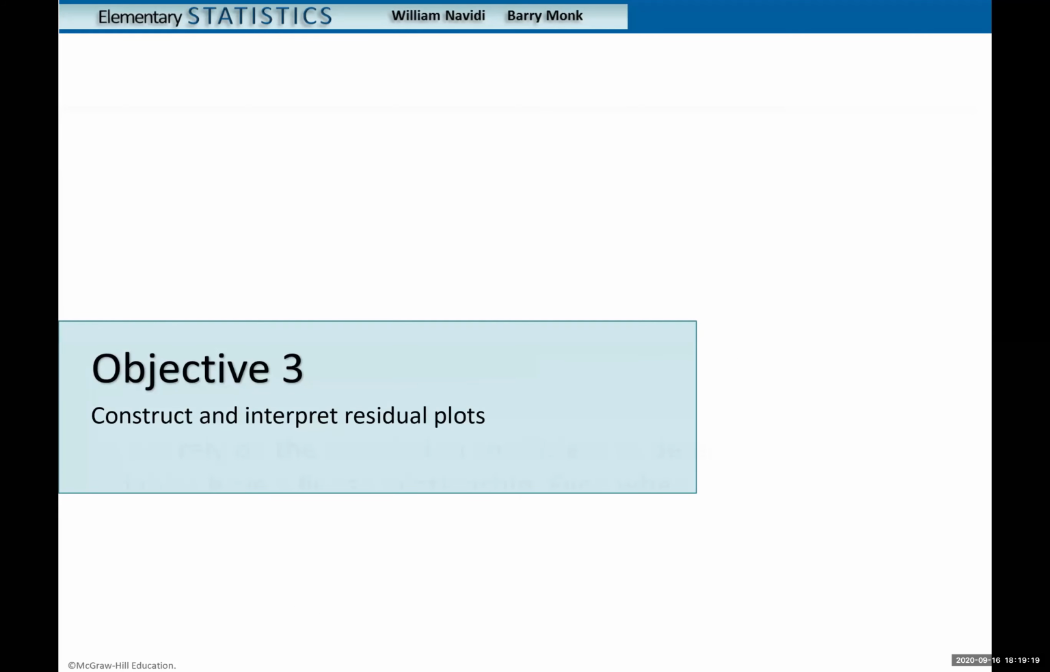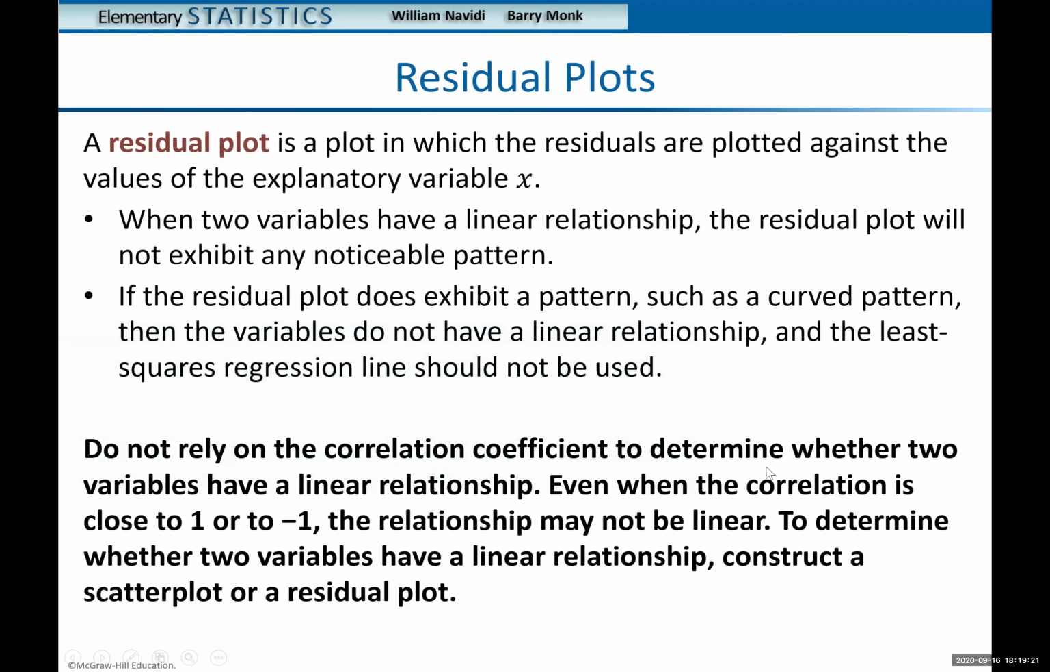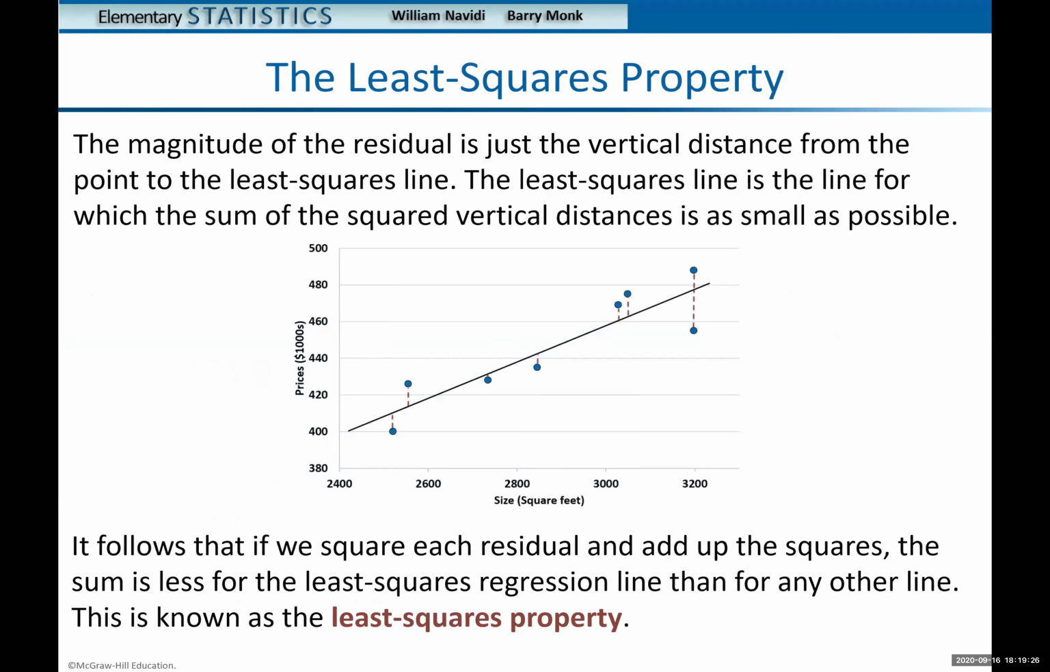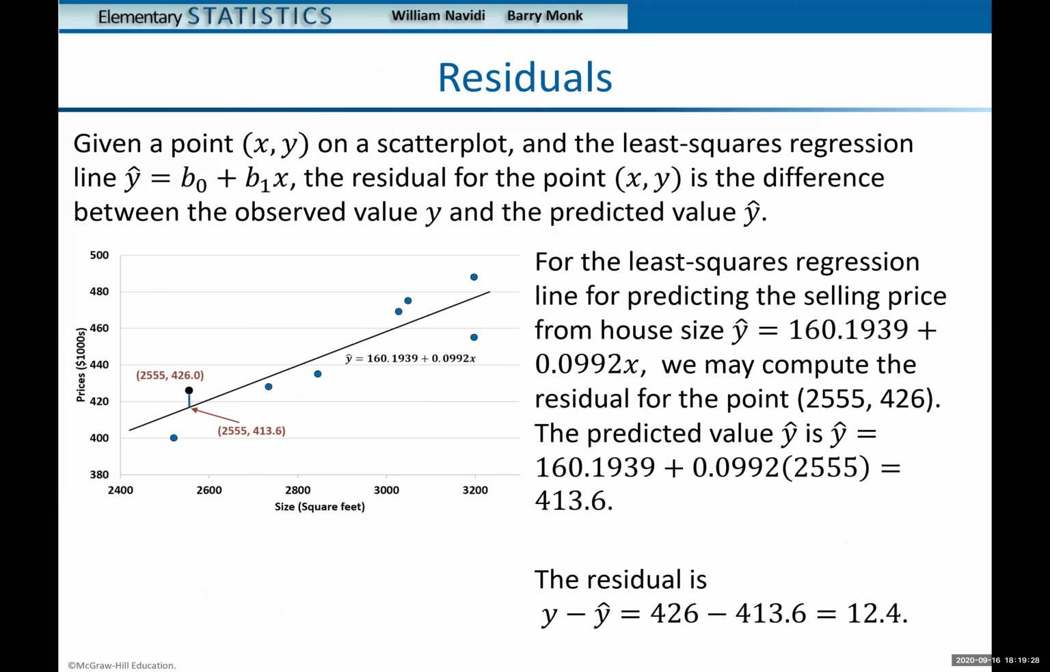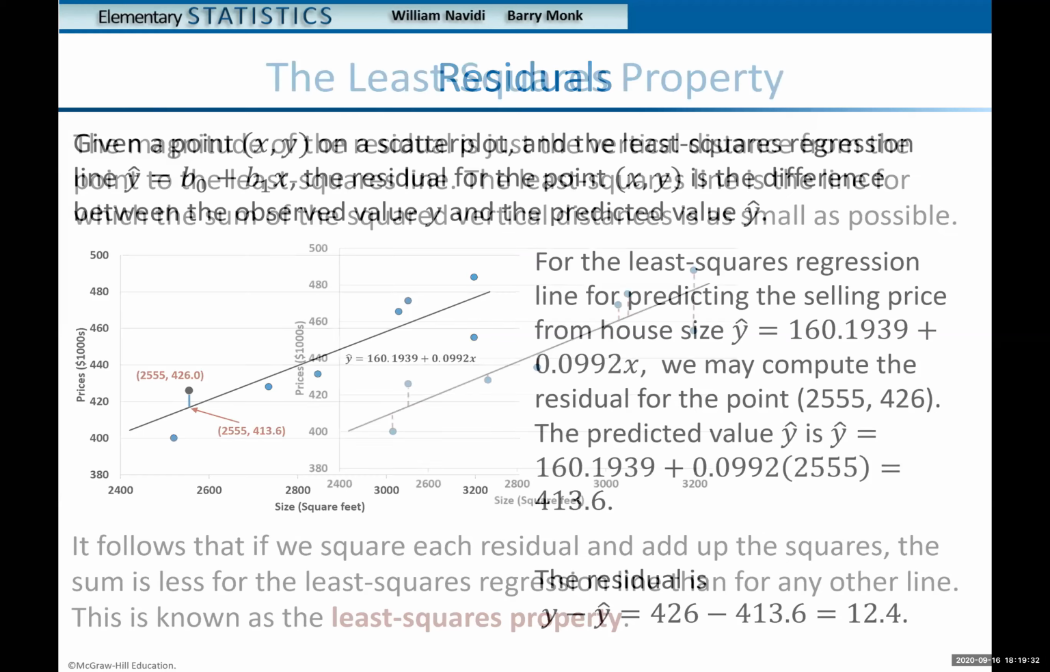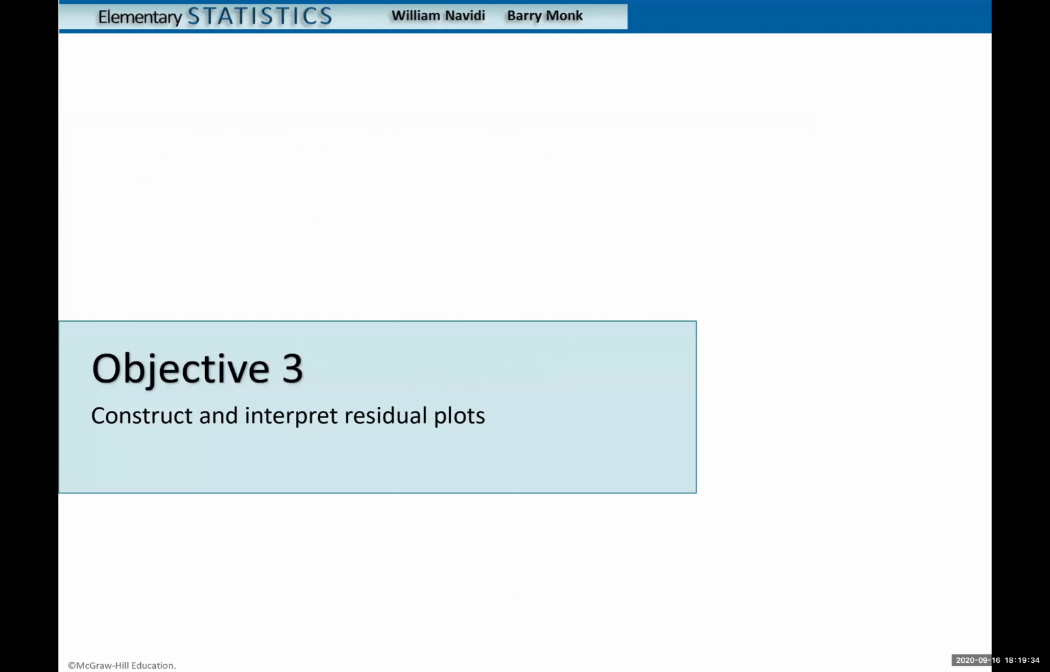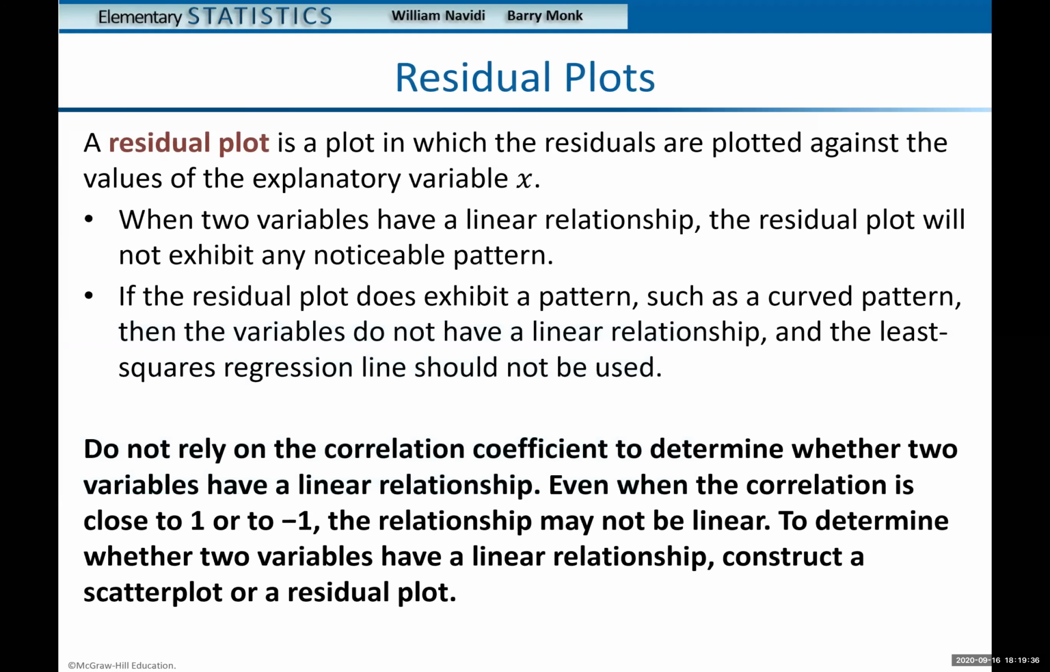Okay, how do we plot it? For each of those points, like 12.4 and the rest, you're going to plot it, and that is what we call the residual plot. I want you to copy this. A residual plot is a plot in which the residuals are plotted against the values of the explanatory variable x.